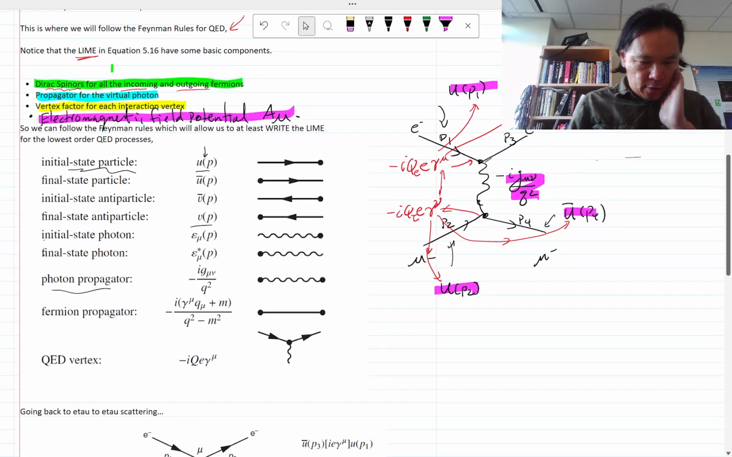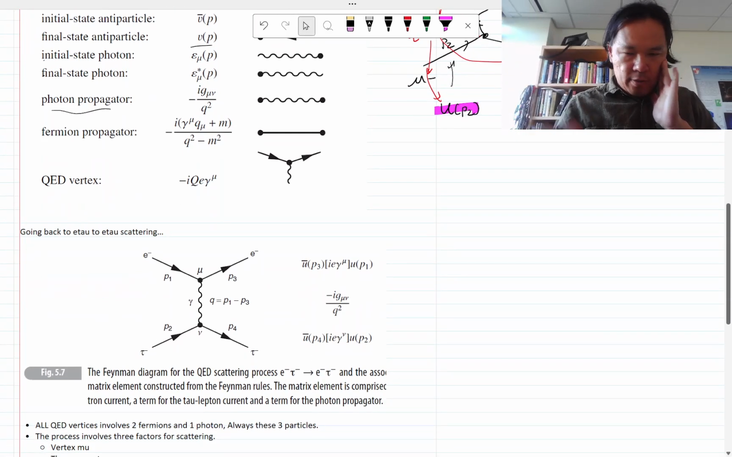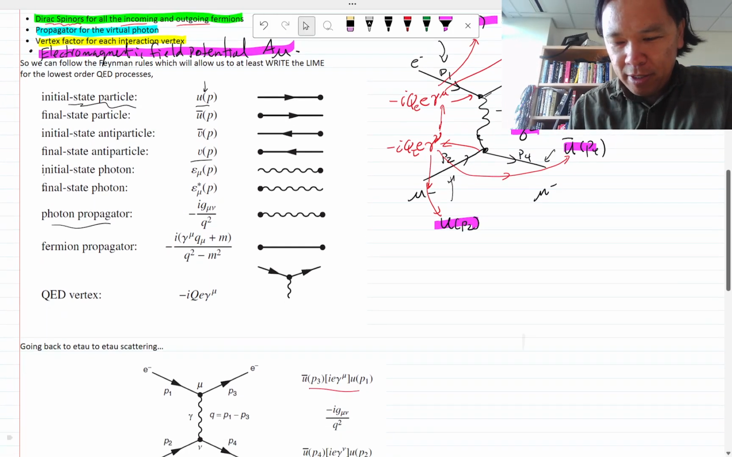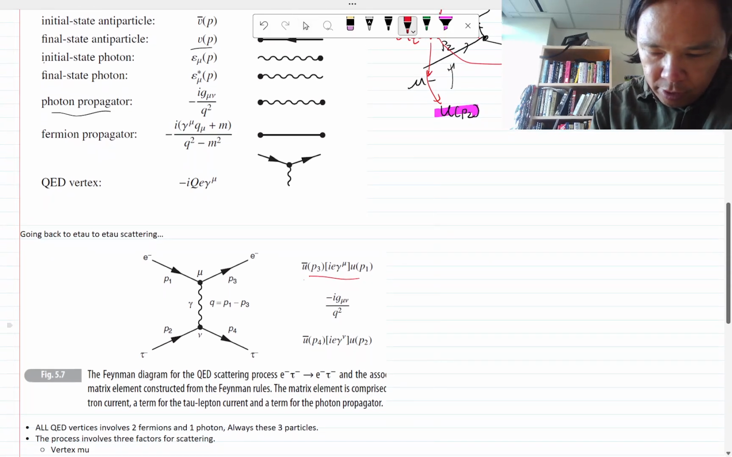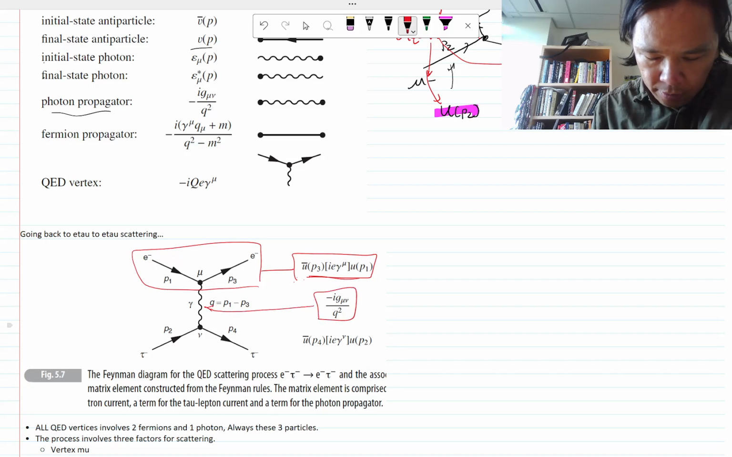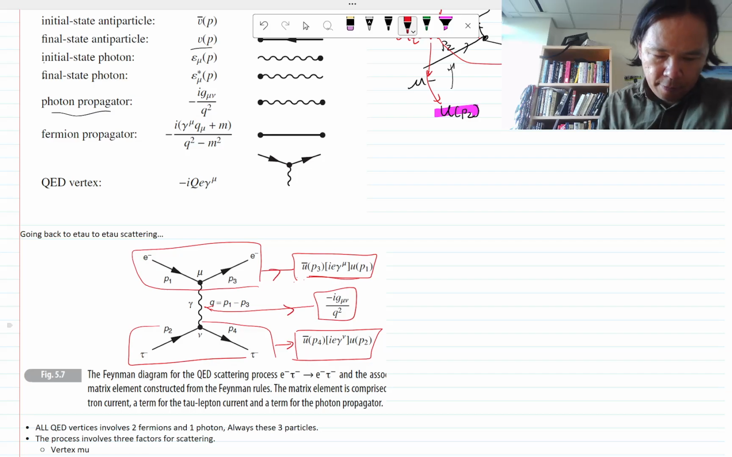Okay, so going back to the example we did in the last section, the book actually writes this out for you, but hopefully my little scribbles make it a little bit more clear where each of the pieces are coming from. But just to summarize, this comes from the top half of the diagram. This piece comes from the photon propagator. This part comes from the bottom half of the diagram.